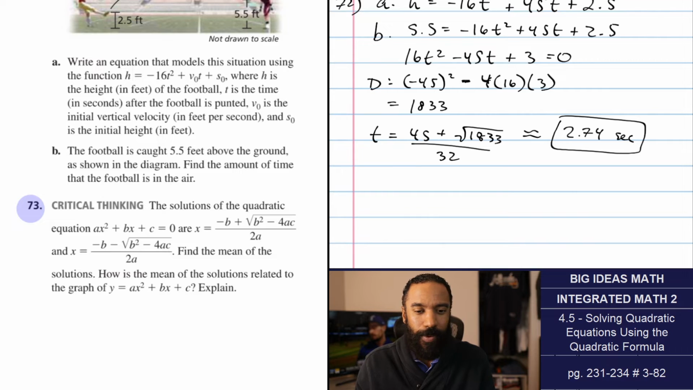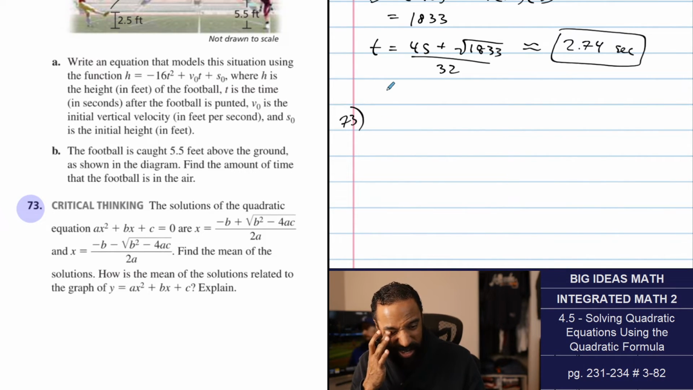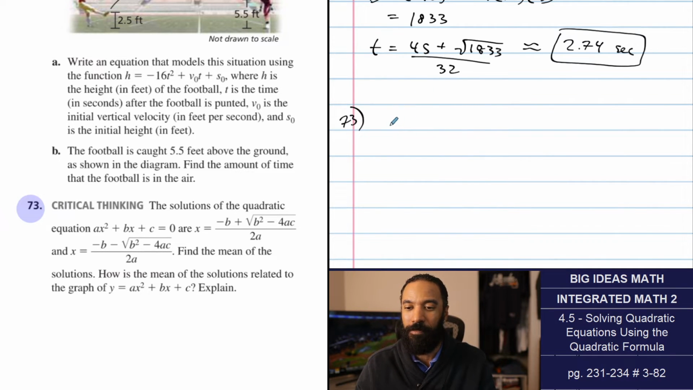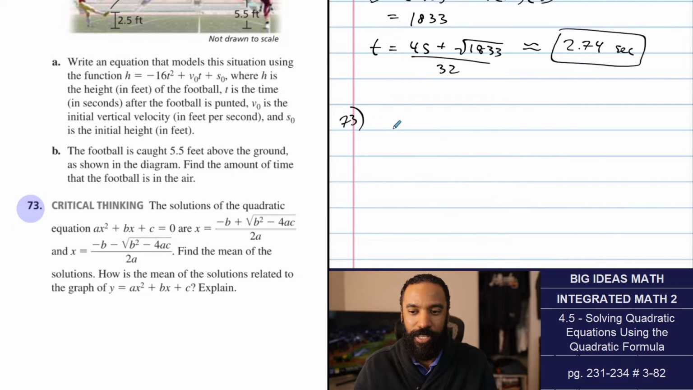All right, number 73. The solutions of the quadratic equation ax squared plus bx plus c equals 0 are x equals negative b plus or minus the square root part. Find the mean of the solutions. How is the mean of the solutions related to the graph of y equals ax squared plus bx plus c? Well, I've mentioned this several times now. The mean is the average. It's the midpoint of these two numbers. So how do you average these two things? You add them up and divide by 2.